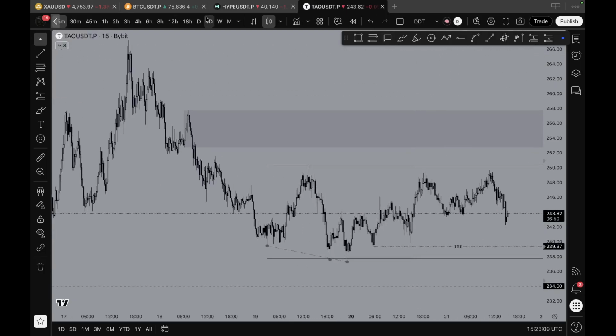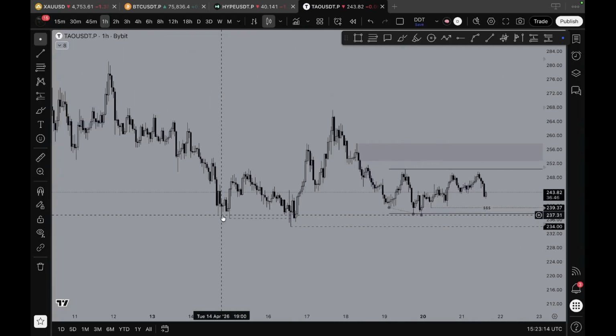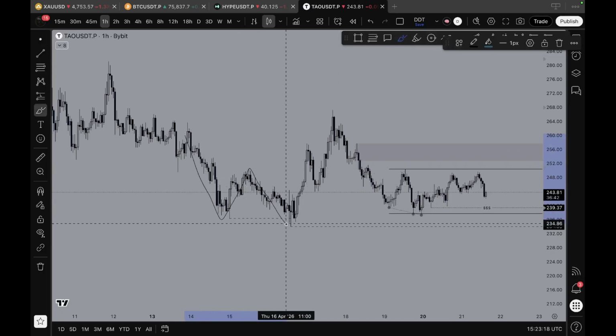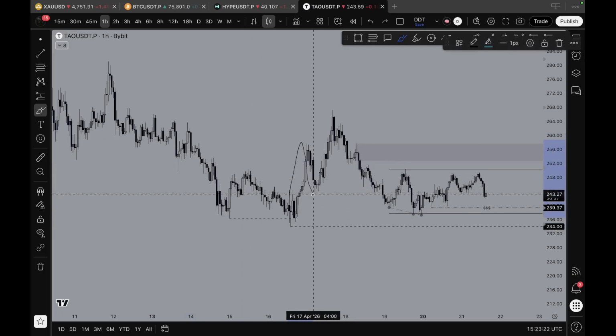For Tao, it came here last week. We had the sweep of the market structure low. So basically, you have low, lower high. SFP means you get a rotation back to your high. Then started this local uptrend, which flipped back to bearish right here.